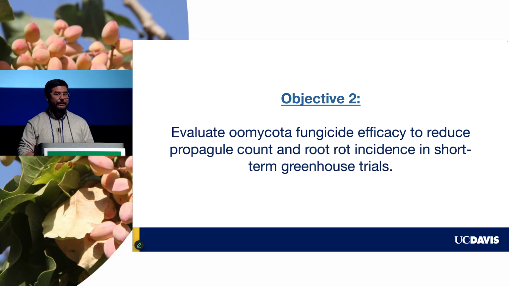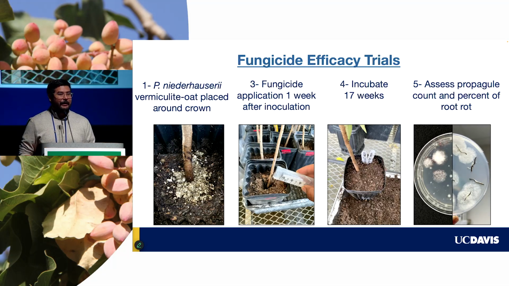But aside from baseline sensitivities, we wanted to test this in a more natural environment. And so we did conduct several greenhouse trials testing the efficacy of these various products with infected plants. The way that we did this was inoculating small plantlets in the greenhouse with an infested oat and vermiculite mixture with Phytophthora niederhauseri. We added that around the crown area. As I mentioned, that's usually where we see infections occurring, and so we wanted to mimic what was being seen in the natural environment.